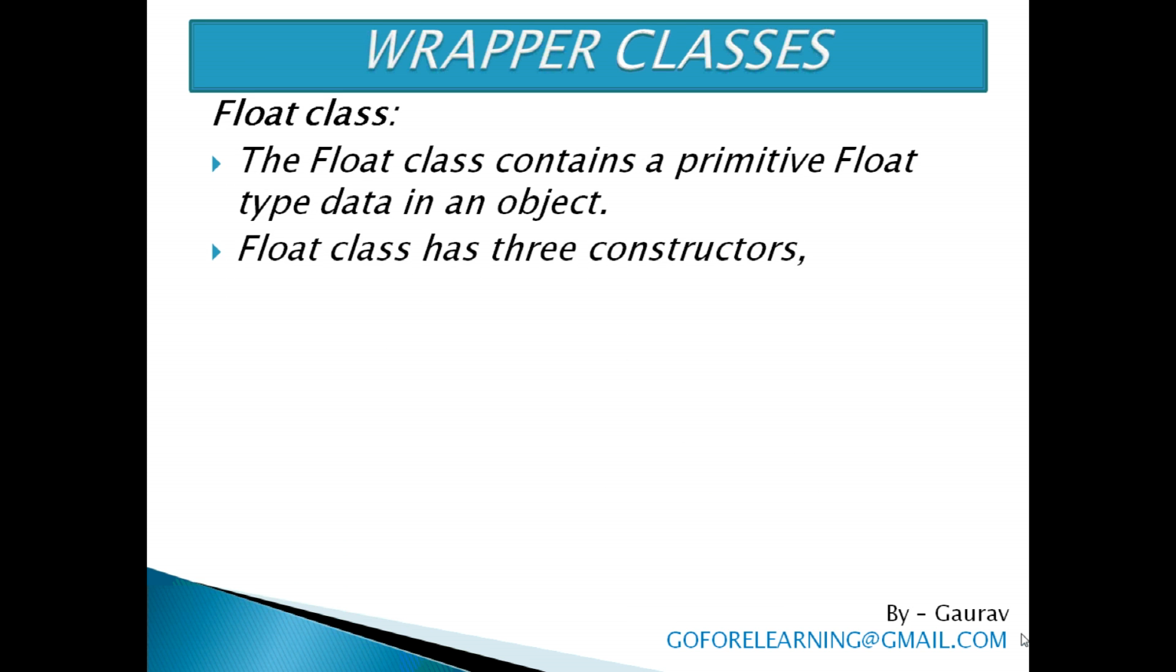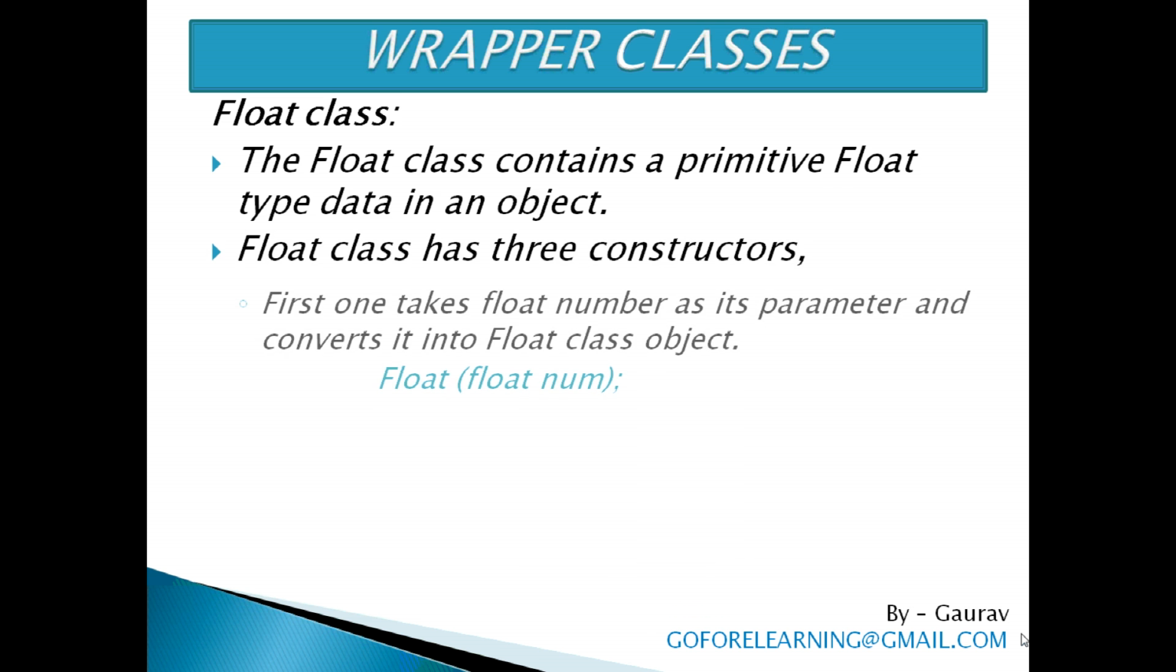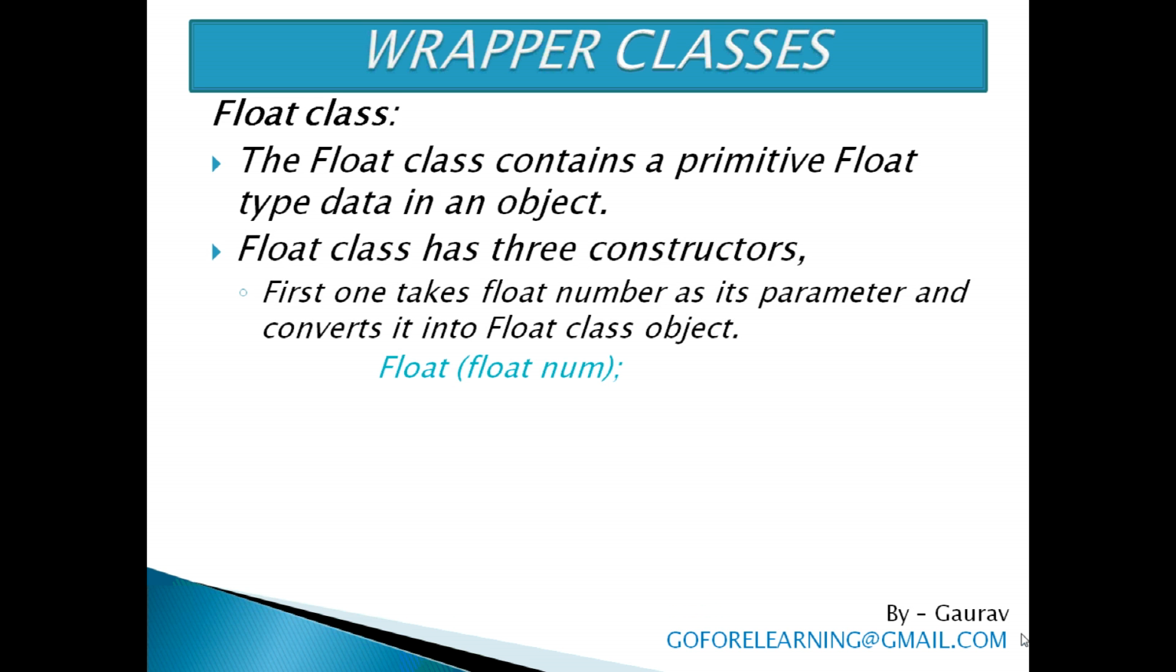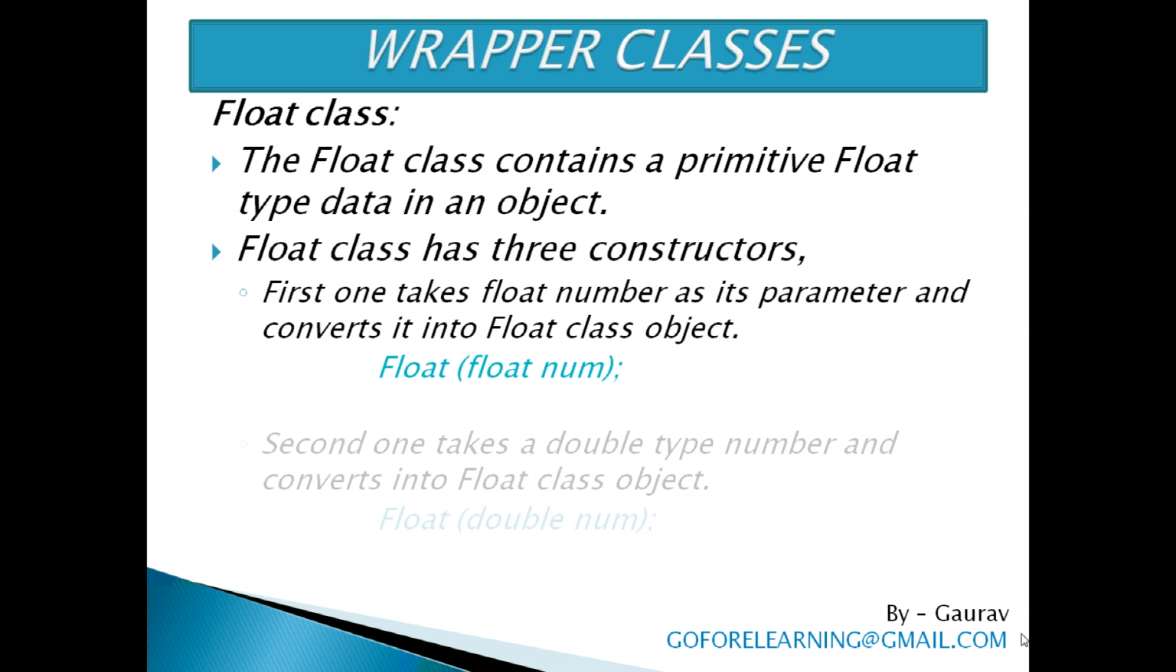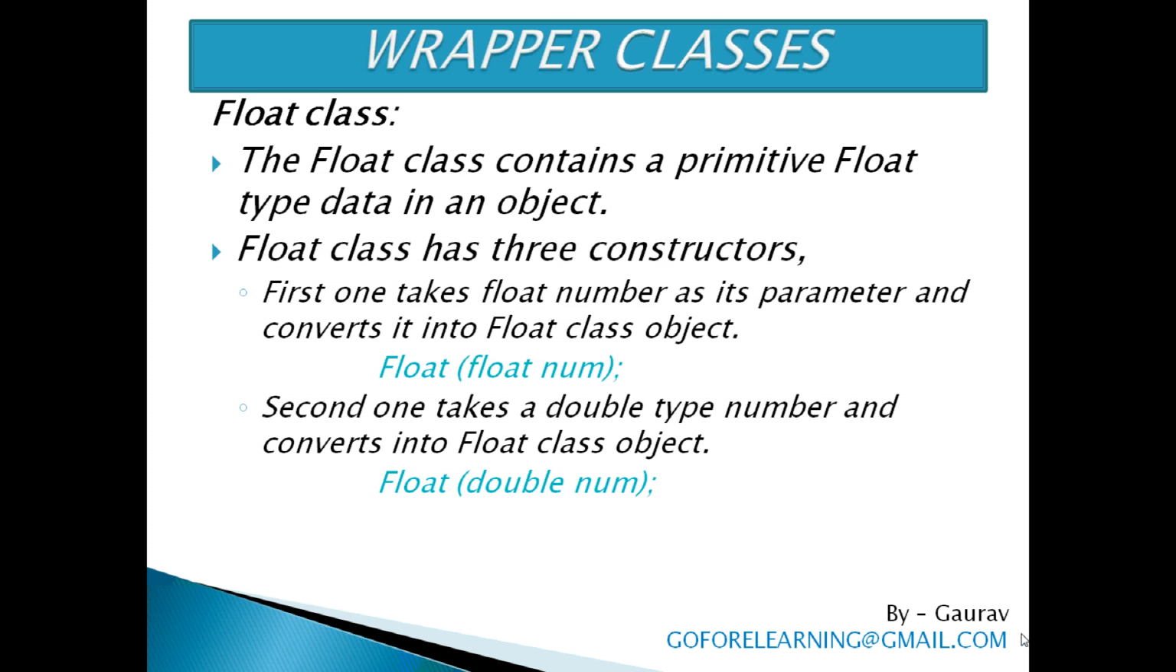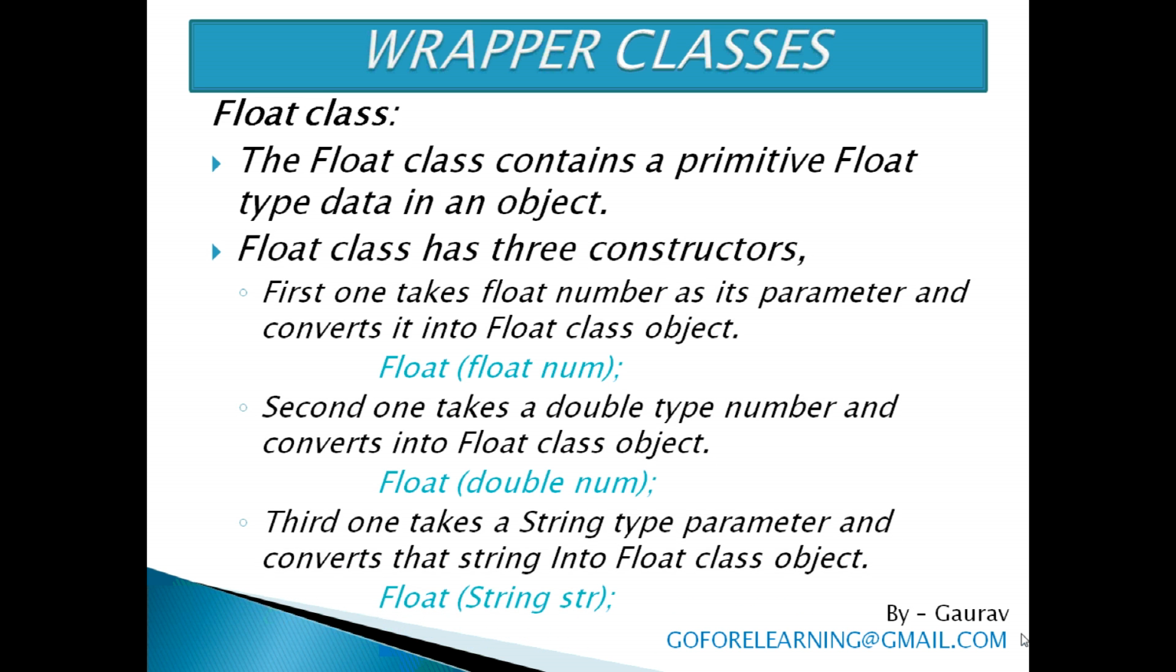Float class has three constructors. The first one takes a float number as its parameter and converts it into a Float class object, and the next one takes a double type number and converts it into a Float class object, and then the third one takes a string type parameter and converts that string into a Float class object.